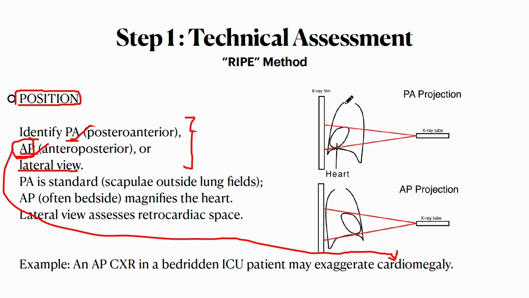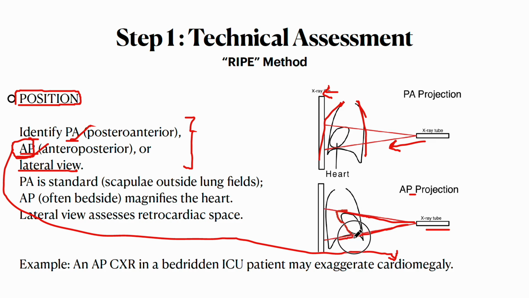PA is where the patient is facing towards the x-ray film, right? So the x-rays travel from the x-ray tube from the posterior aspect to the anterior aspect. That is PA projection. And in AP projection, the patient is facing towards the x-ray tube, not the x-ray film. So the rays are passing from the anterior aspect to the posterior aspect.